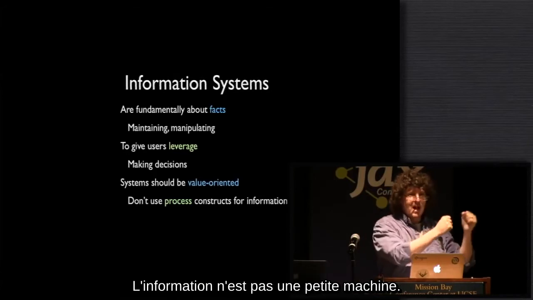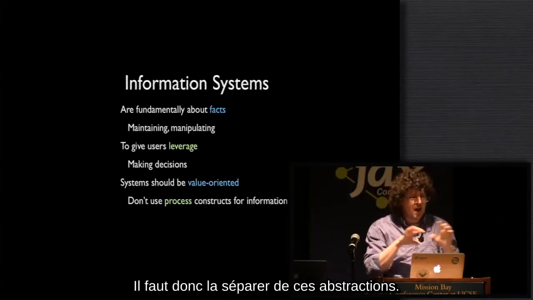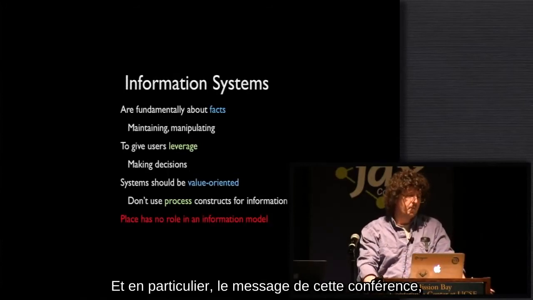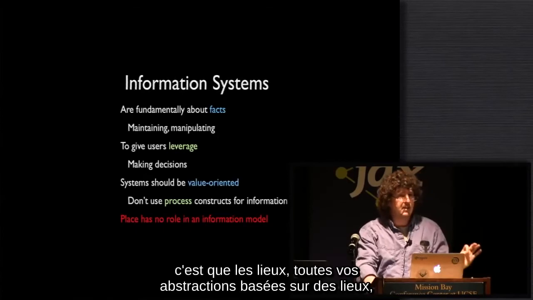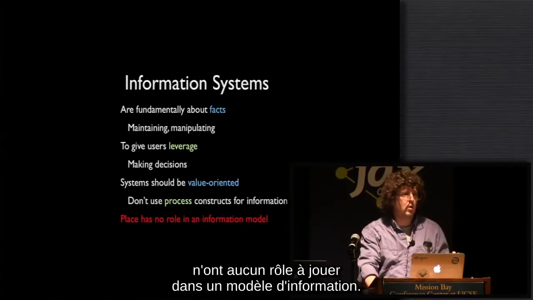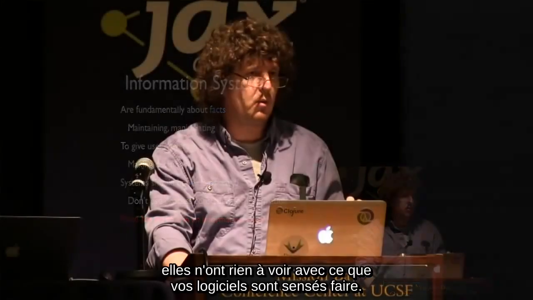And information is not a little machine. It's not at all like a machine. And so you have to separate out these process constructs. And in particular, one of the big takeaways should be that all of your constructs related to place have no role at all in an information model, right? They are artifacts of the way computers work. They have nothing to do with what your software is supposed to be accomplishing, if your software is supposed to be accomplishing information management and decision support.